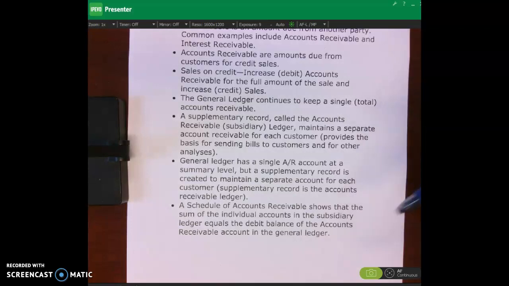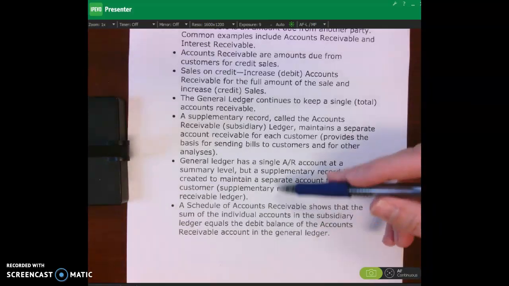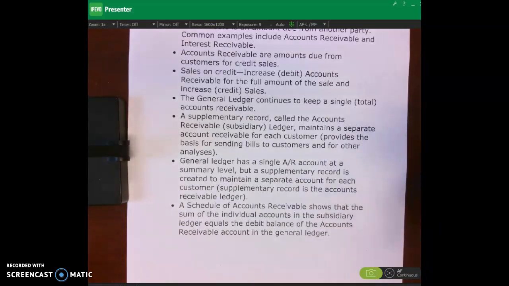All this is saying is that if you went through and added up the amounts due from each customer from the subsidiary ledger, that should equal the total in the general ledger. If it doesn't, there's something wrong. Okay?